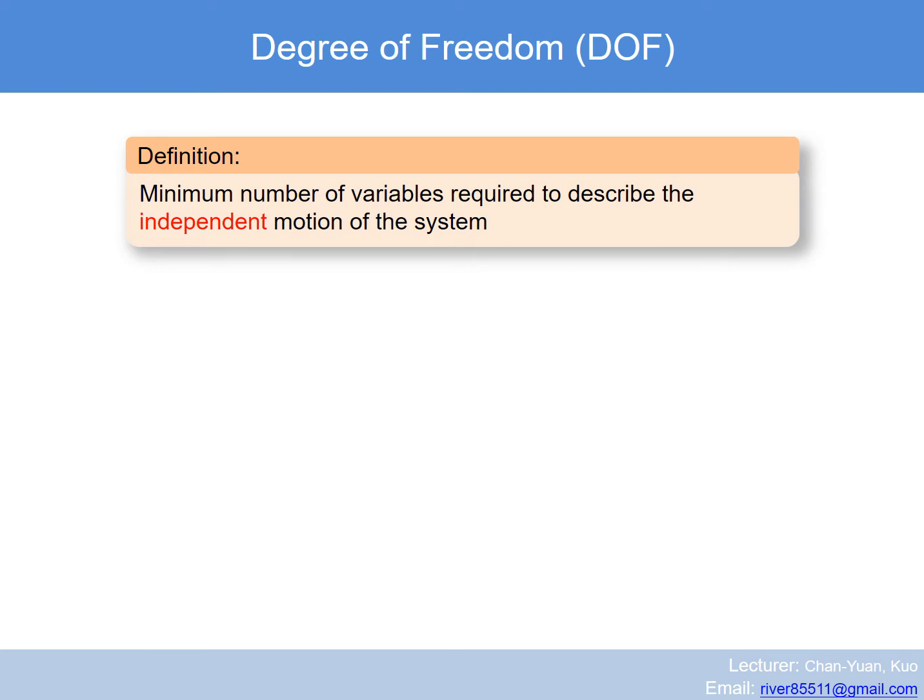And I still remember when I first read this definition, I totally had no idea what it was talking about. And if you have the same problem too, don't worry, because now I'm going to explain it to you with an example, which is a rigid body in a plane.